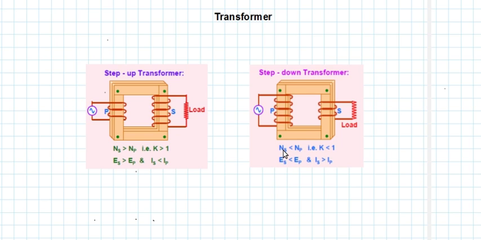So Ns is less than Np. In other words, Np is greater than Ns. Since Np is greater than Ns, Ep is greater than Es. Again, this product, Es into Is, is a constant. Therefore, since Es is less, Is is greater. Or since the voltage of the secondary is less, the current of the secondary is more, so there is a larger current in the secondary than in the primary.